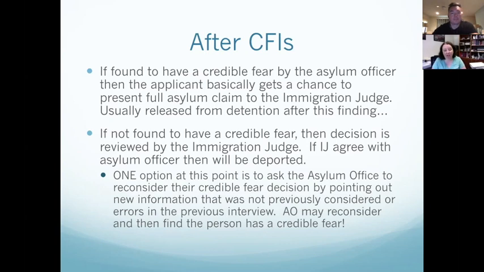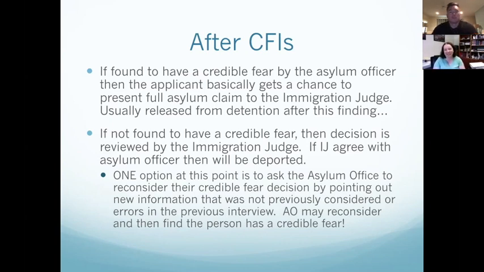When I have done these cases at the border, what we did in this situation is, if the immigration judge agreed, and a lot of times they don't reverse the finding of the asylum officer, I have then gone back to the asylum office and asked them to reconsider their credible fear decision, pointing out new information that the client was initially afraid to give, or really didn't feel comfortable discussing with someone she just met for 15 minutes the day before.